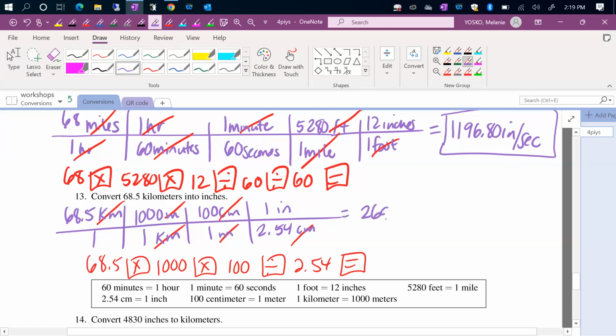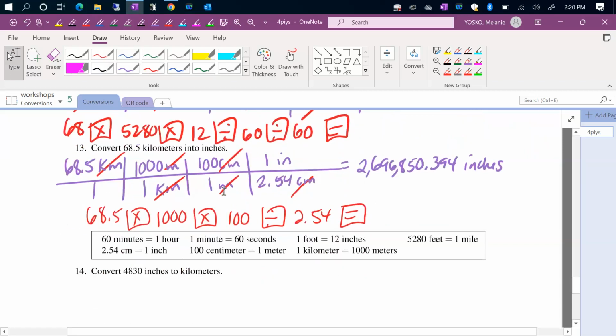2,696,850.394. And your teacher would give you some indication of how they wanted you to round. So, 2 million. Does it seem reasonable that there might be over 2 million inches in 68.5 kilometers? Should be, right? Because an inch is a whole lot smaller than a kilometer. We went from a bigger unit to a smaller unit, so our number went from a smaller number to a bigger number.